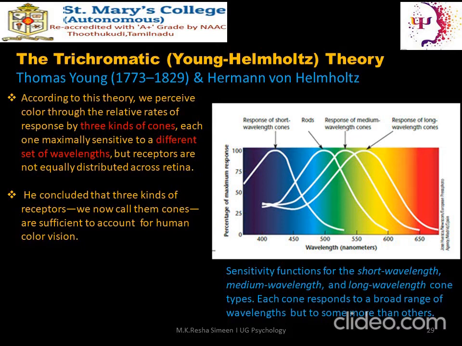In this image, we can see four different wavelengths of color: three for cones and one for rods. Response of short wavelength cone, response of medium wavelength cone, response of long wavelength cone. But this theory was incomplete as a theory of color vision because it was not able to explain the negative color afterimage.